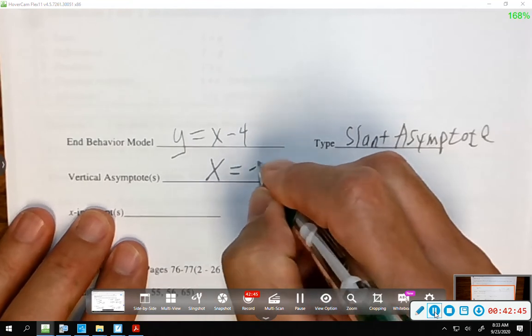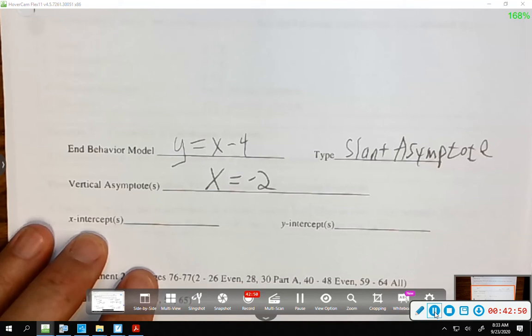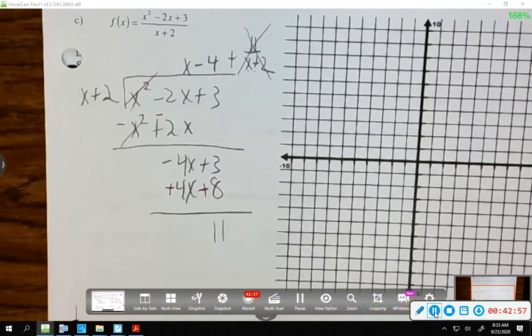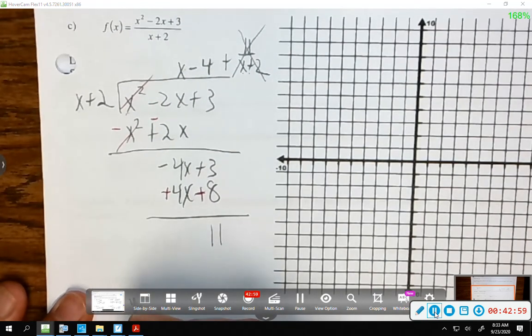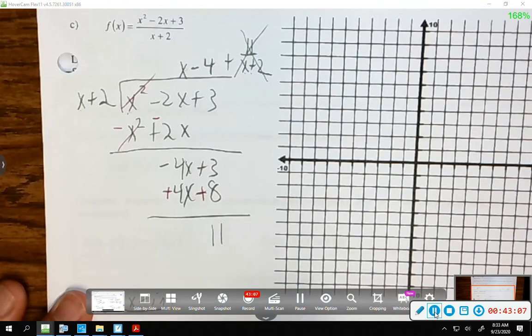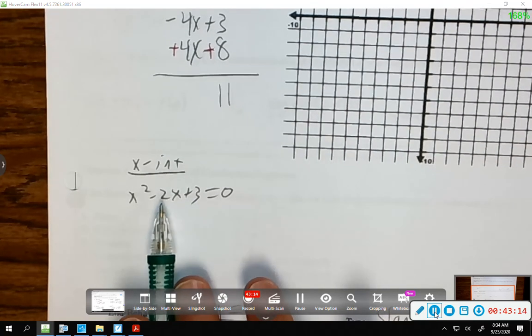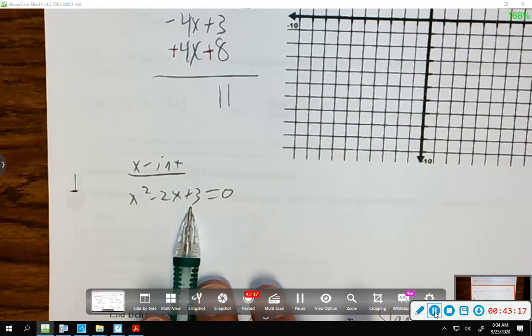Good. As you're looking at your paper, remember, x-intercepts occur whenever the numerator equals 0. X squared minus 3x plus 3 equals 0. I'll kind of show this a little bit here for you. X-intercept when the numerator equals 0. We hope that it's factorable. But there aren't two numbers that multiply to be positive 3 and add up to be negative 2. It'd have to be negative 1 and negative 3, or positive 1 and positive 3. It's not going to work.